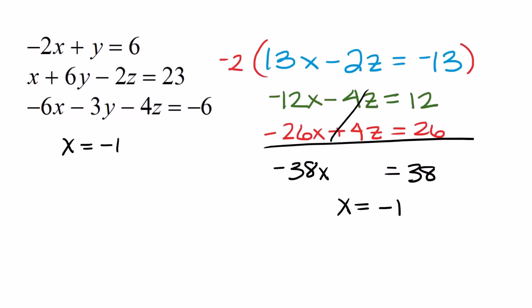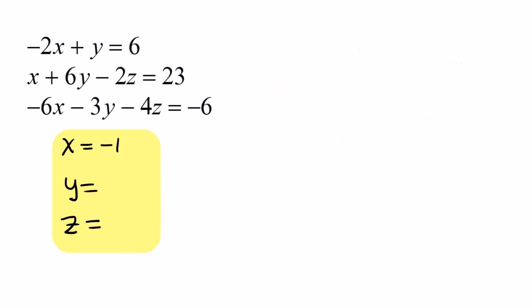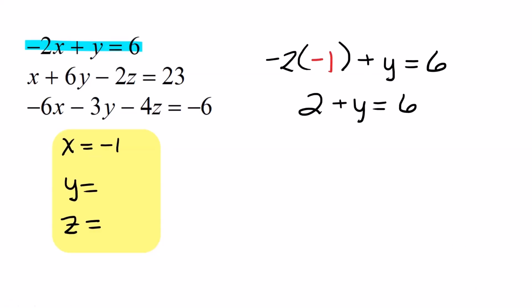We'll keep track of them over here. All right, I think we can figure out the y pretty easy. And then we'll be able to use the x and the y to come up with the z. So when I say pretty easy, it's because negative 2 times x plus y equals 6. We know x is negative 1. So when I do the math here, I get 2 plus y equals 6. So y equals 4. We're 2 down. We just need one more.